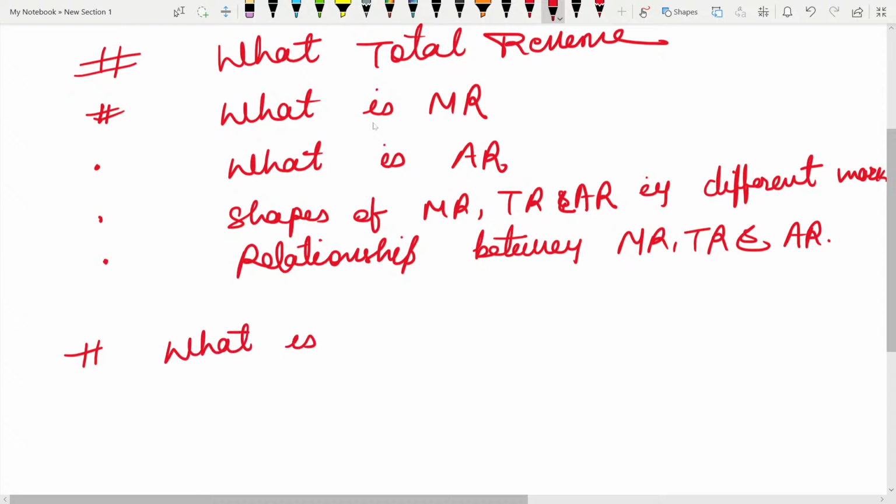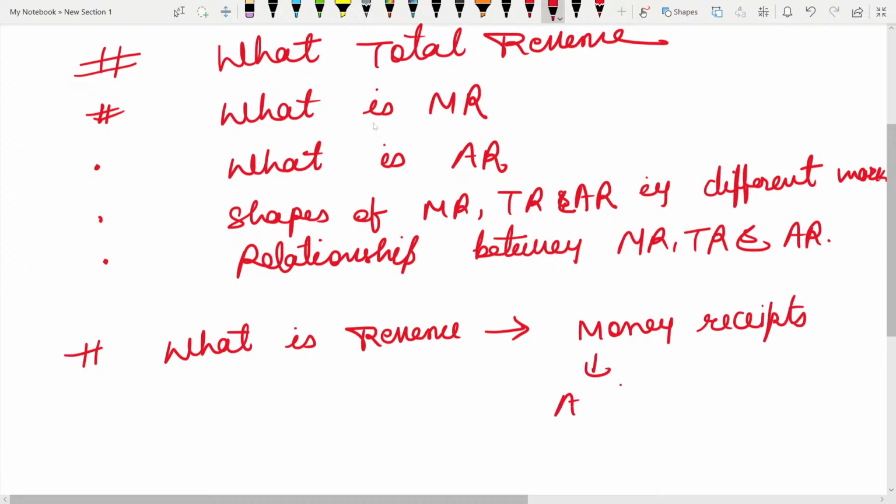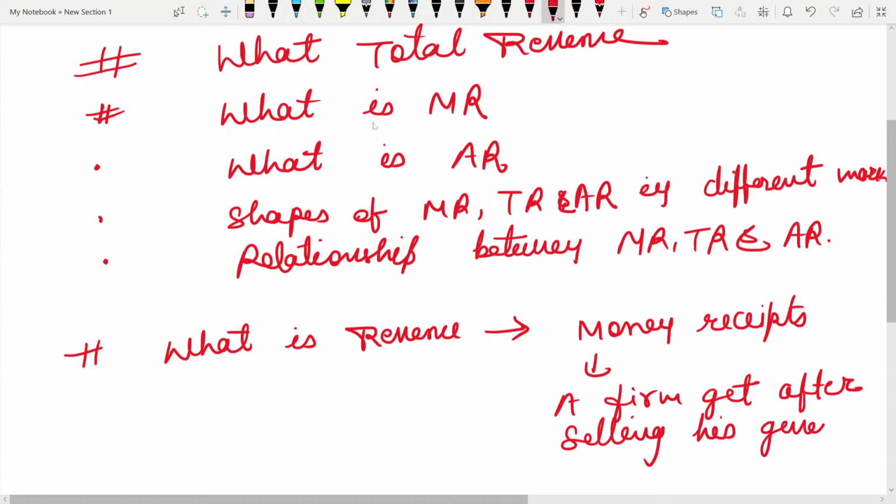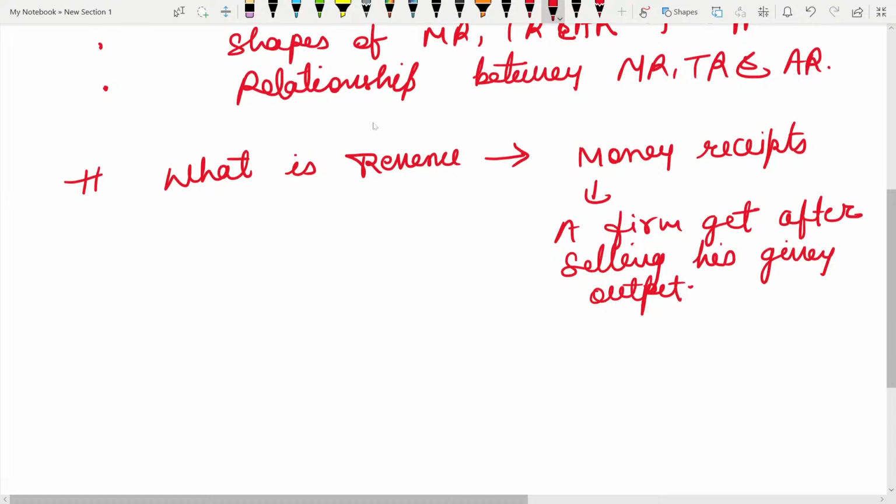Simply, we can see that revenue is nothing but the money receipts a firm gets or receives after selling its given output. So this is revenue. Now, in one sentence, we can define revenue: the revenue of a firm is its sale receipts.